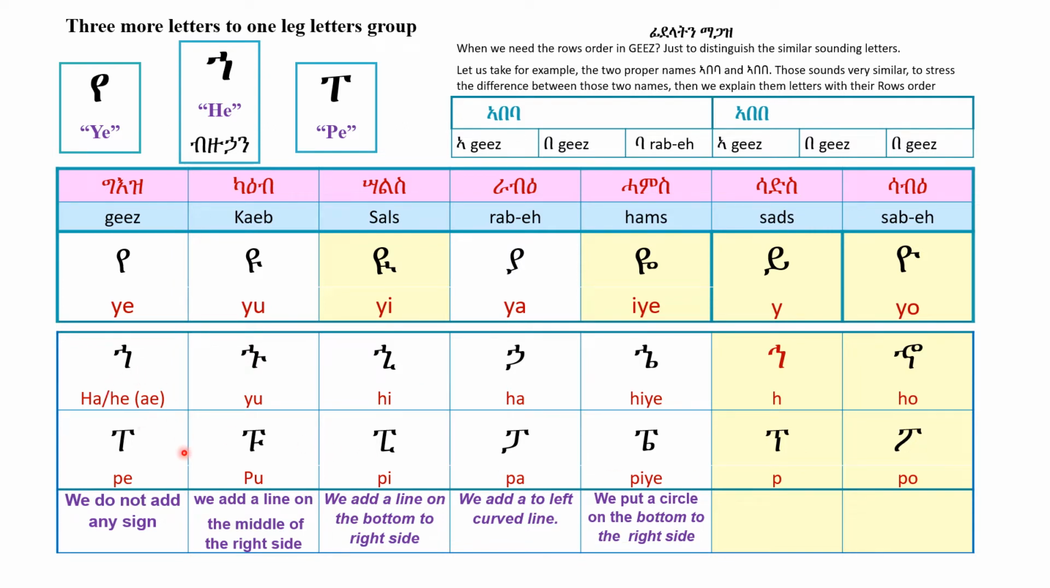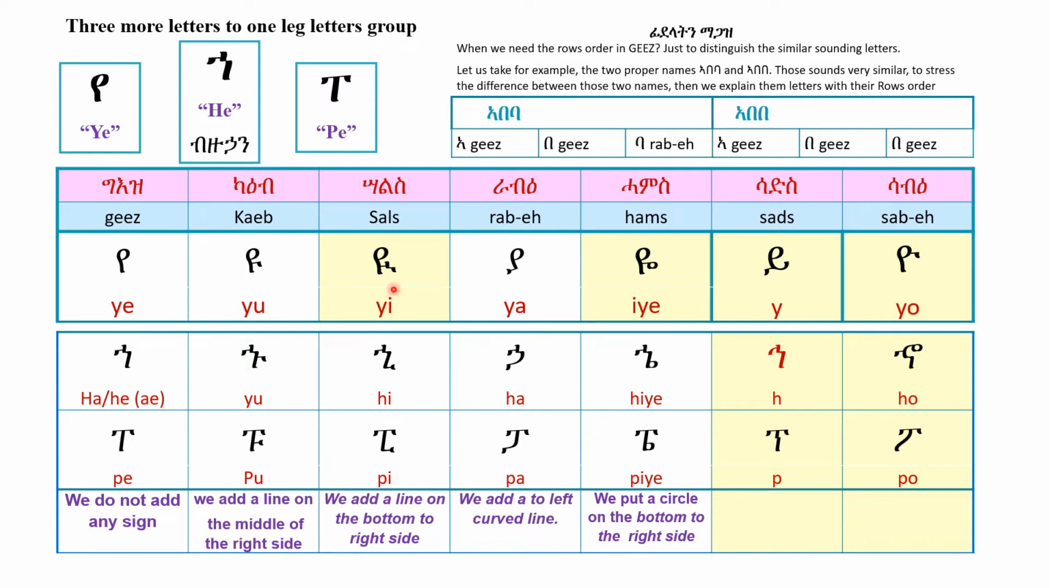Let us see how we put the signs to these letters Ha and Pe. To the first ones we do not add any sign. Hu and pu, we add a line on the middle of the right side. He and pi, we add a line on the bottom to right side. Ha and pa, we add a left curved line. He and pie, we put a circle on the bottom to right side. He and pe, ho and po are irregular. Please notice the difference between he and ha, po and pa.